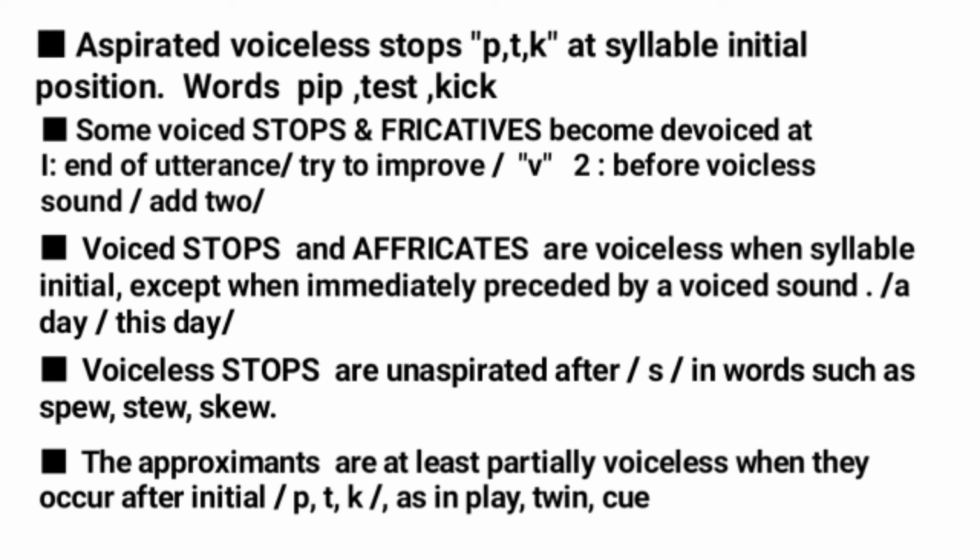Play. And what is the approximant here in this example? L. So it became sort of voiceless. Second example is twin. The approximant here in this example is wa, which is voiceless here. And the third one is cue. The approximant here is ya, which is sort of voiceless as well.